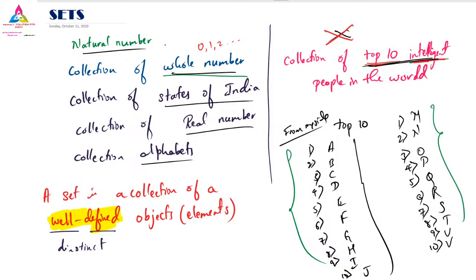But coming to the intelligent people in the world, or the top 10 richest persons, it may change every day. Today who is the richest person in India may change tomorrow. So we can't say it is well defined. A top 10 intelligent people is not well defined, because today some will take this person as one of the top 10 intelligent people, but tomorrow he may not be, because one more person may get that place. So the top 10 intelligent people is not an example of a set.